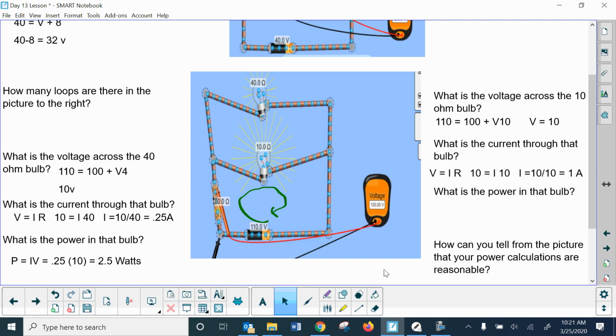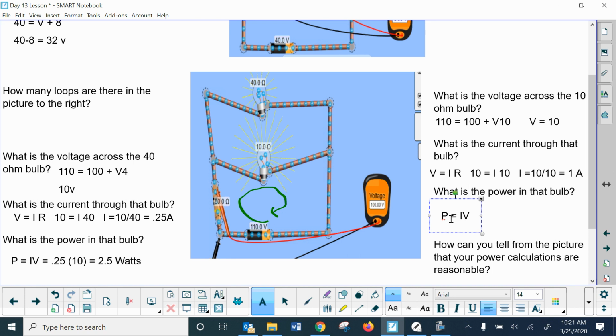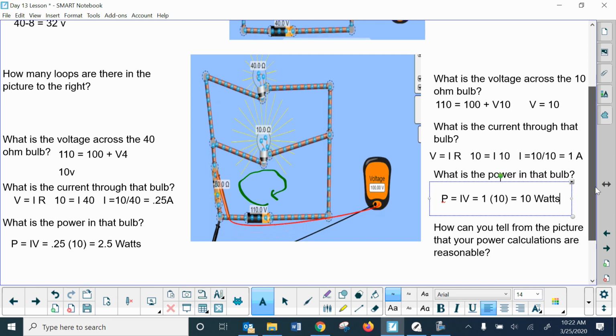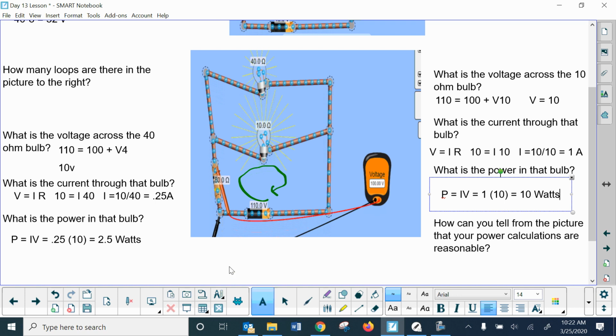If we look at the power equation, we'll do P equals IV. And if you plug in I as 1, and the voltage we said was 10, so 1 times 10 is just 10, and it'd be watts again. So if we compare the powers here, this 10 ohm bulb is more powerful than the 40 ohm bulb. And looking at this picture, how can you tell which one's more powerful? It just comes down to the brightness. Another idea that is useful is that the power is equal to the brightness.